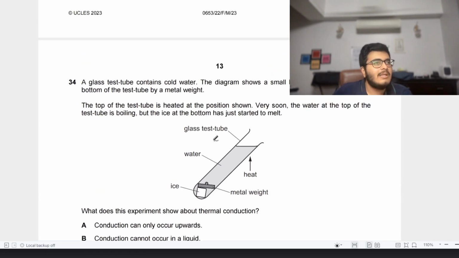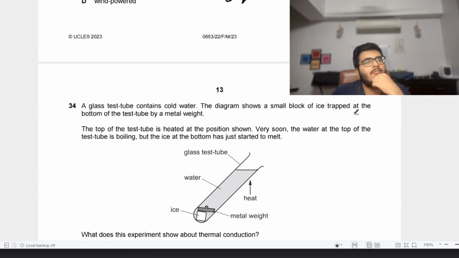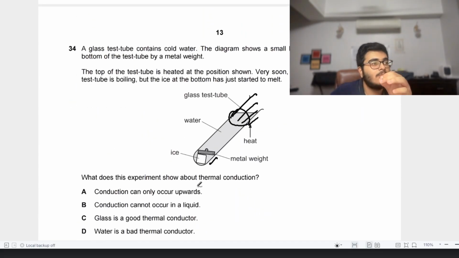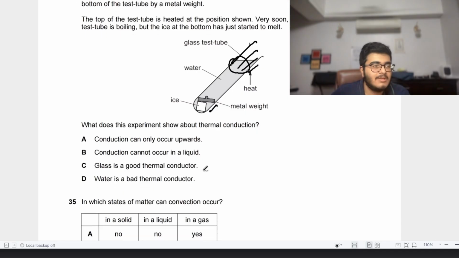Now it says a glass tube contains cold water. The diagram shows a small block of ice trapped at the bottom of the test tube by a metal weight. The top of the test tube is heated in the position shown. Very soon the water at the top of the test tube is boiling, but the ice at the bottom has just started to melt. So at the top, particles escape first, and particles have more energy at the top, so it is heating, but then ice is melting slowly, right? So what does this experiment show about thermal conduction?